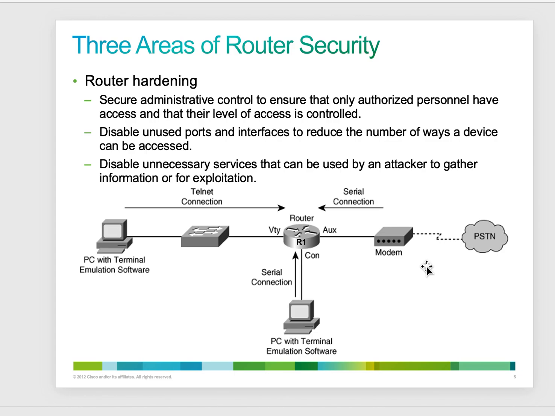Another thing to do in order to harden your router, which is the third area of router security, is to disable unnecessary services that can be used by an attacker to gain information or to exploit your system, to exploit your network. So any unnecessary service that will help the attacker gain access to your network, you have to disable those, especially the things you are not using. You disable them mostly in the router. Okay, so that's how to harden your router.